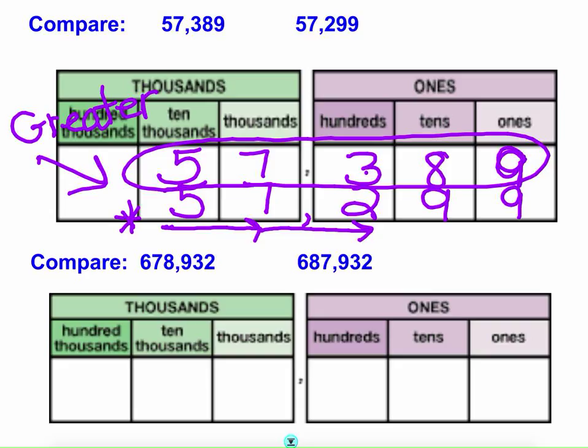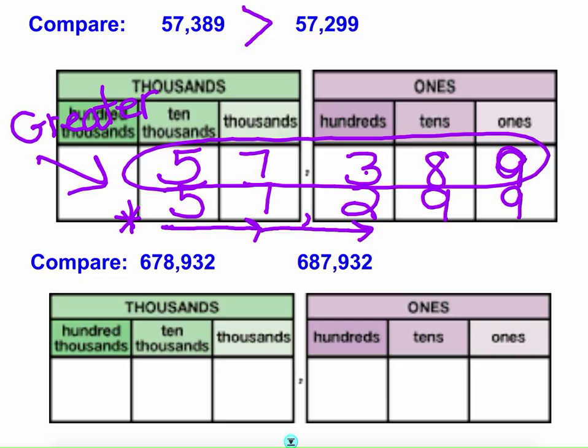So now I have to make sure that I am writing my symbol the correct way. When I want to read this, I have to make sure that the opening of the symbol is facing the greater number. Okay? And now I read it from left to right, and it says 57,389 is greater than 57,299.